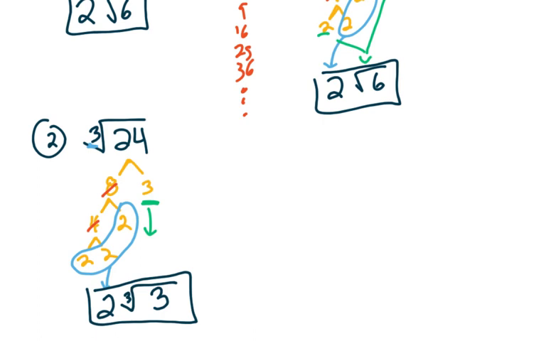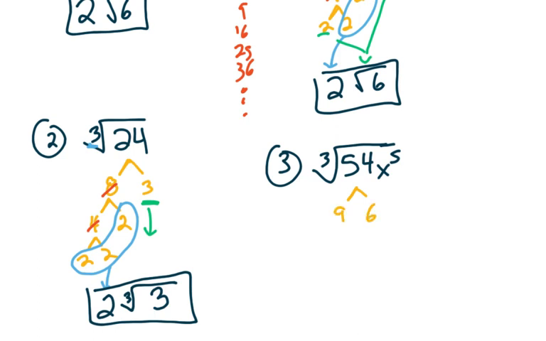All right, so let's try another one. Let's try the cube root of 54x to the 5th. I'm still going to break apart 54. So two numbers that multiply to 54. I'm going to use 9 times 6. And then I can break apart the 9 into 3 and 3, and the 6 into 3 and 2.